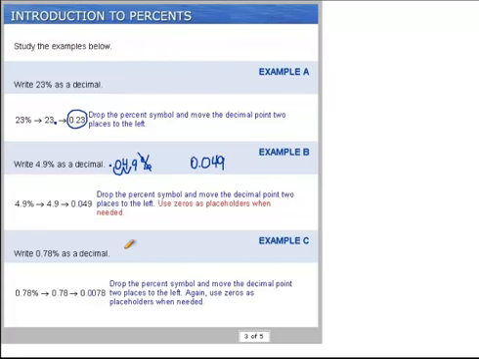Write 0.78% as a decimal. Move it back twice, and we have 0.0078.